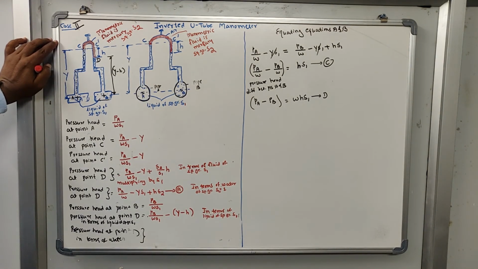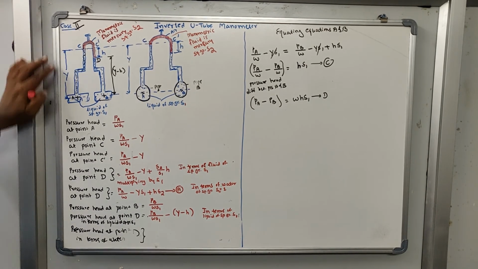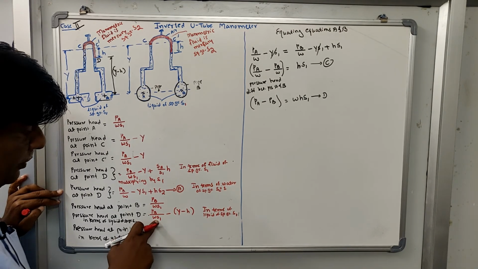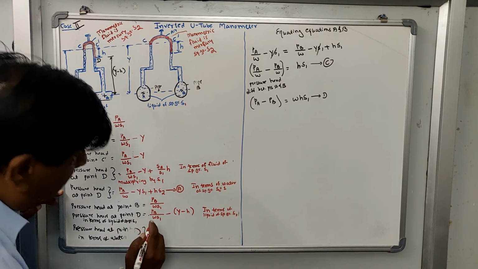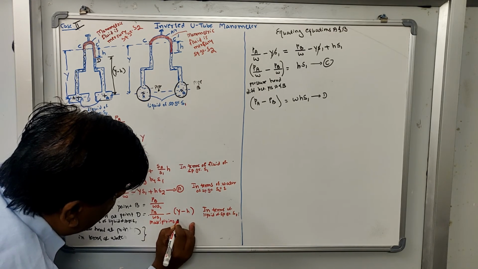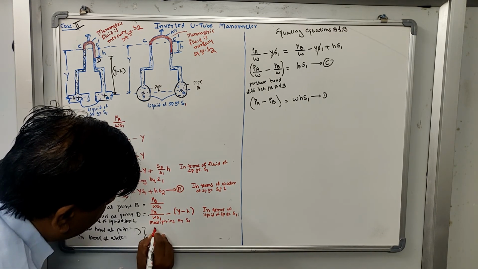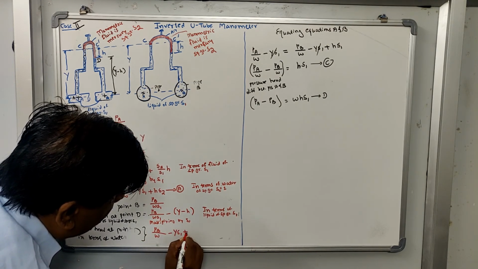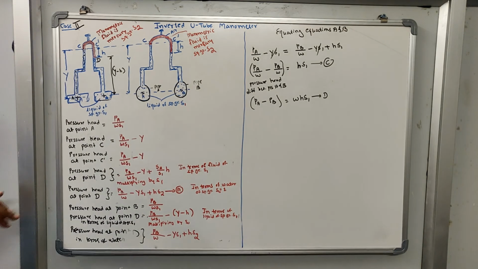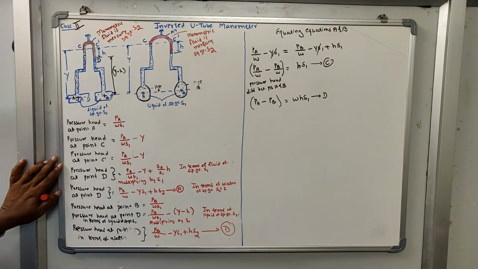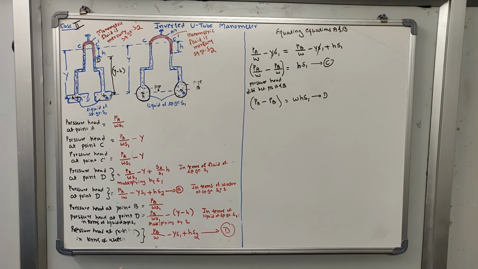Next is the pressure head in terms of water. If you want the pressure head in terms of water, you multiply this by the specific gravity of the liquid, that is by S1. Multiplying by S1, it is PB by W minus YS1 plus HS2. So this is your equation B.